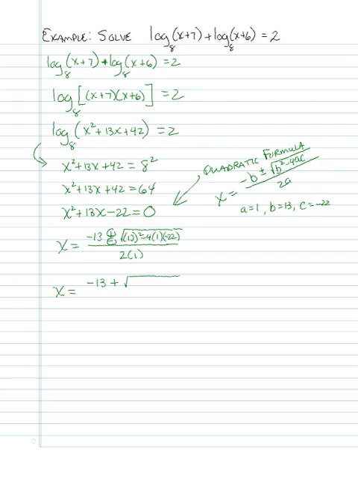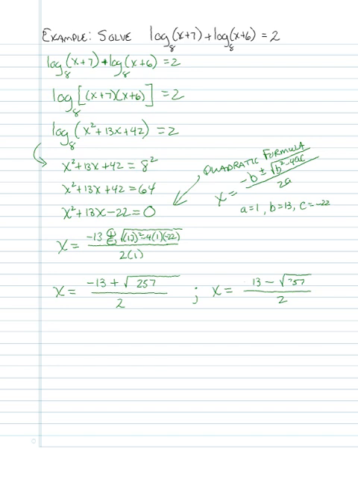Now, rather than waste our time here, I'm going to tell you what we should get, and you can double check it. 13 squared is 169. And then we have a negative 4 times a positive 1 times a negative 22. So we have 169 plus 88. And when we add those together, we get positive 257. And that's not a perfect square, so we can't simplify that any further. Now, the other value of x we get would be when we use the subtraction sign. And so we'd have negative 13 minus the square root of 257 divided by 2.